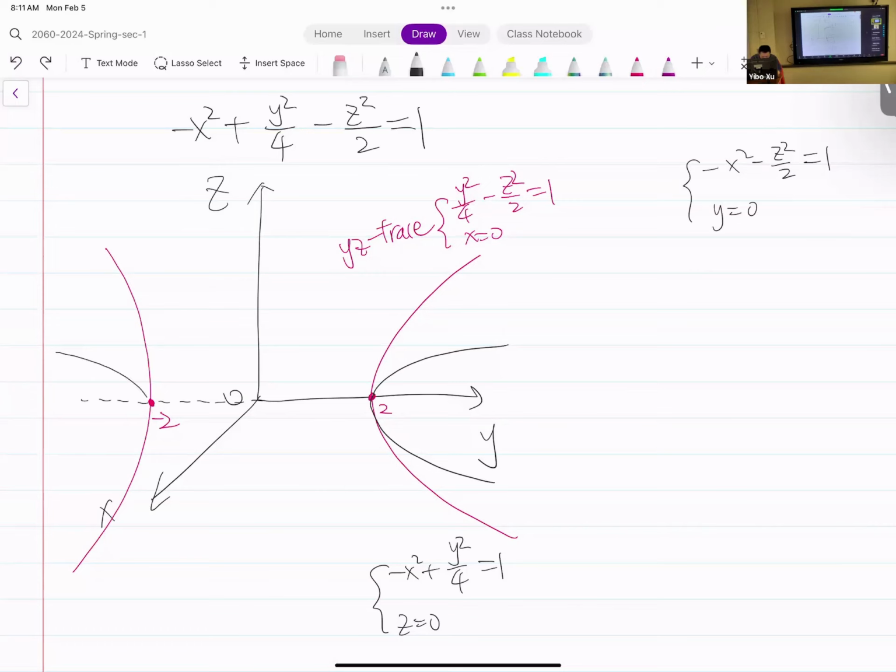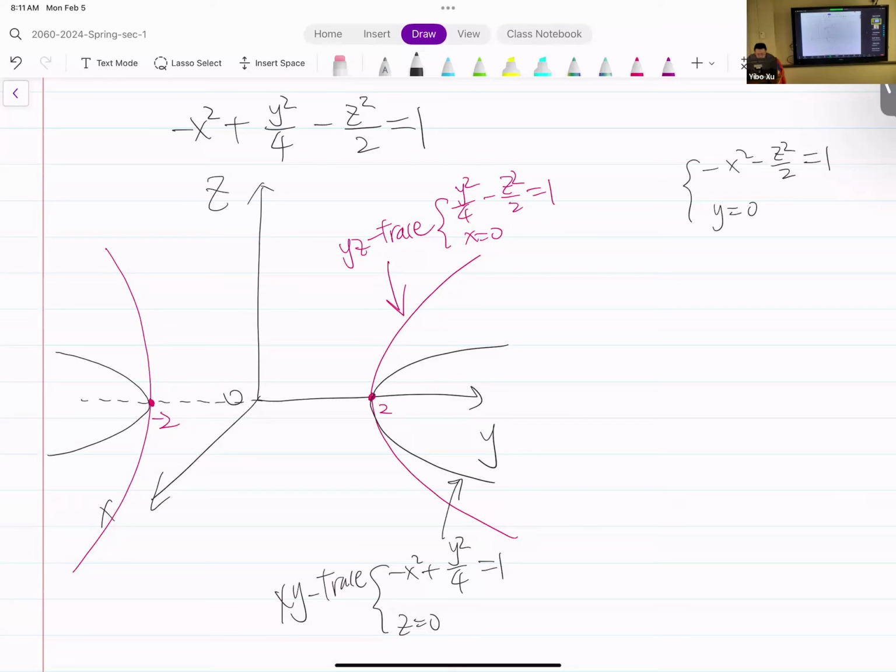Let me make it a bit better looking. Okay. So that's my xy trace. That's my yz trace. That's my xy trace, right, in the horizontal plane.